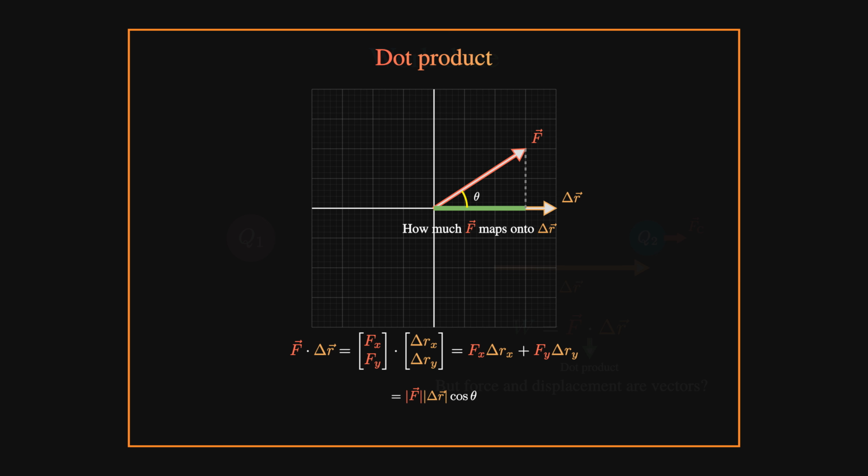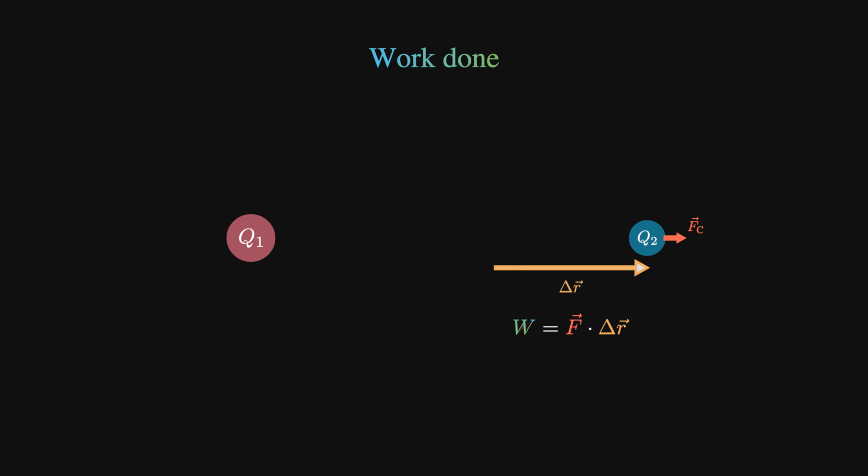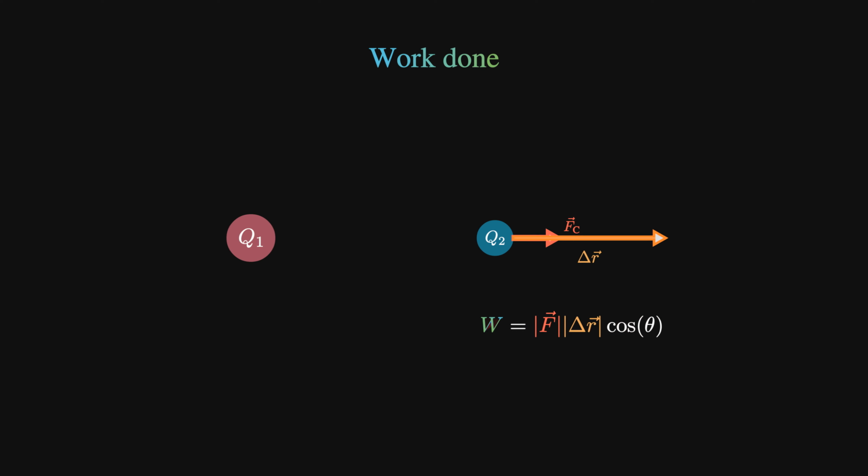In our example, the direction of F is the exact same as the direction of our path delta R, so we can just write F times delta R. We can say that this equation only applies when the force is in the same direction as the displacement.